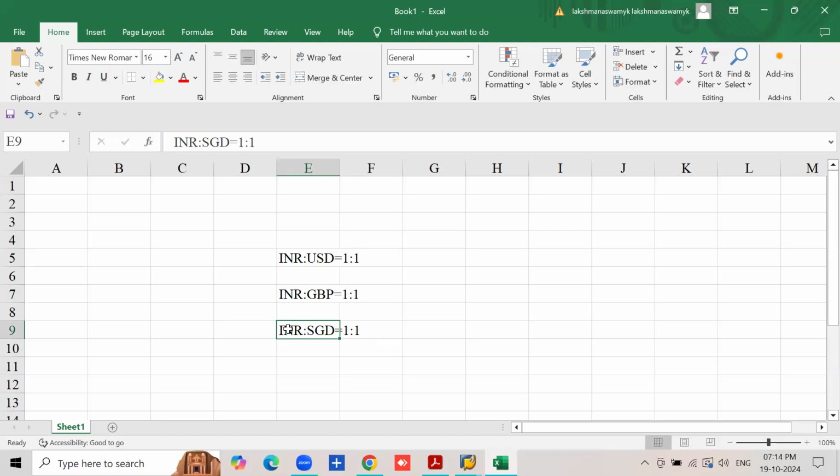So it is the international standard. For any pair of currency, it is 1:1, but only for Japanese yen, JPY, it is 1:100. Means 100 yens will be taken as 1 unit for the purpose of conversion. So this relation we have to define.